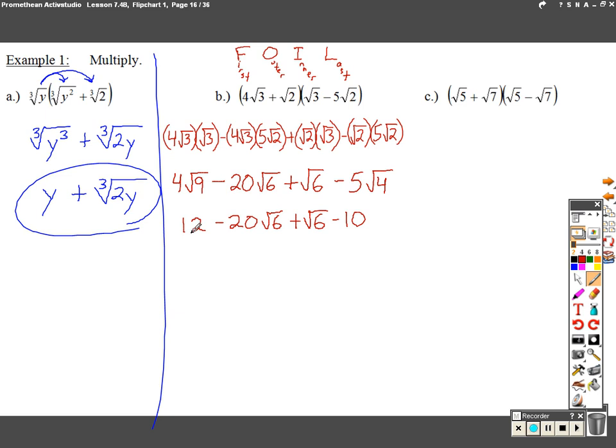Collecting our like terms, 12 minus 10 is 2. And then we have some like radicals in the middle. We end up getting negative 20 plus 1, which is negative 19 times the square root of 6.